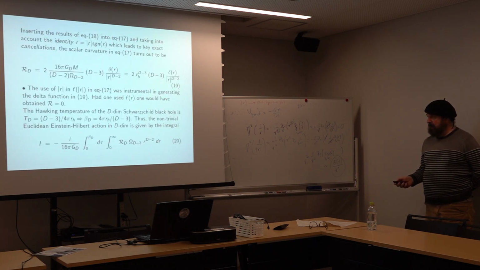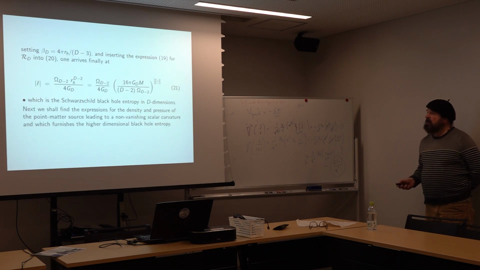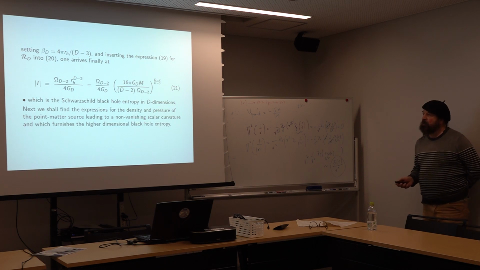So this is the inverse Hawking temperature. So now the non-trivial Euclidean Einstein-Hilbert action in d dimensions is given by this integral. Okay, where now this is the inverse Hawking temperature in d dimensions. So when I plug in this value of r given by this expression over here, when I do the algebra, what do I get? This is the answer I get. Okay? So what do I get over here?